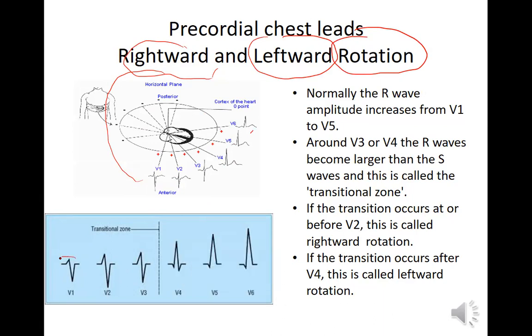So if the transition goes from negative to positive here, between these two, would that be rightward rotation or leftward? What are these two looking at, V1, V2? Right. So that would be rightward rotation. Now, if these stay negative, and we saw this before, if the transition happens between 4 and 5, that's not normal. That would be leftward rotation. If V4 was negative and V5 was positive, that would be leftward rotation.